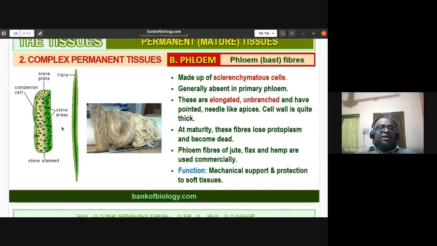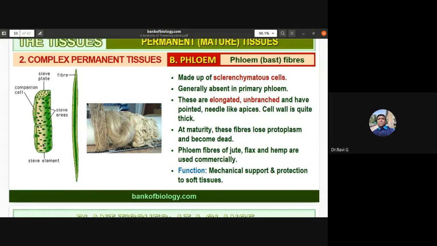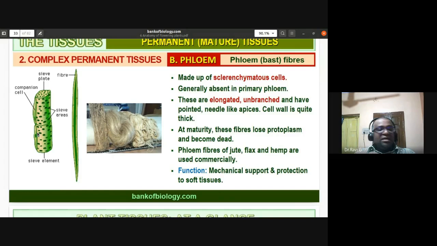Okay, in the slide you can see the fibers. They are elongated with tapering end walls, and they have a lumen which might be septate or aseptate. So you know about that. Then the sieve element you can notice here, and the sieve areas are also noticed on the sieve element and companion cell. That is another diagram.